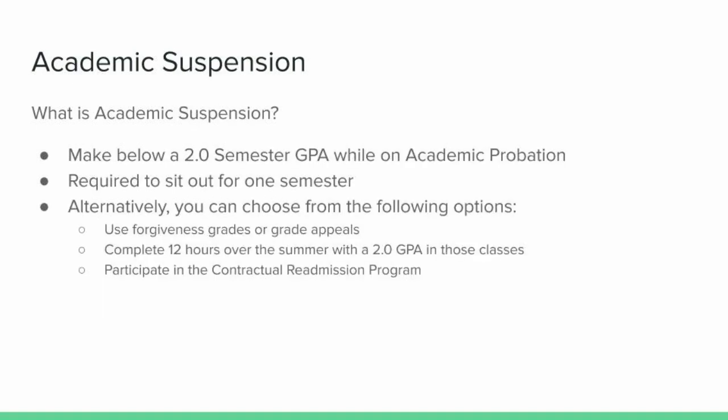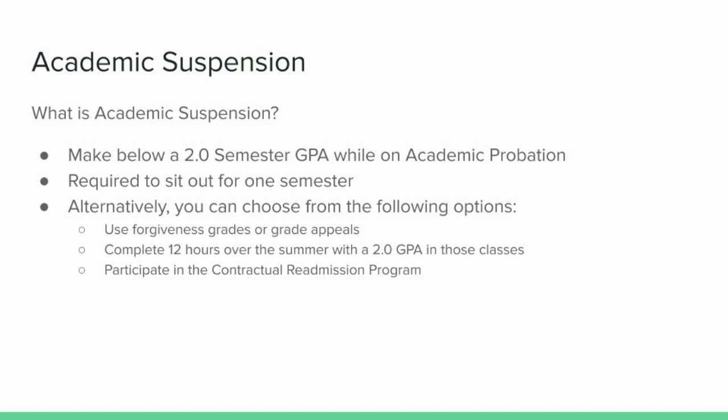What is academic suspension? A student is placed on academic suspension when they earn below a 2.0 semester GPA while they are on academic probation. Typically, this requires that student to sit out for at least one semester. Alternatively, a student can choose from the following options.